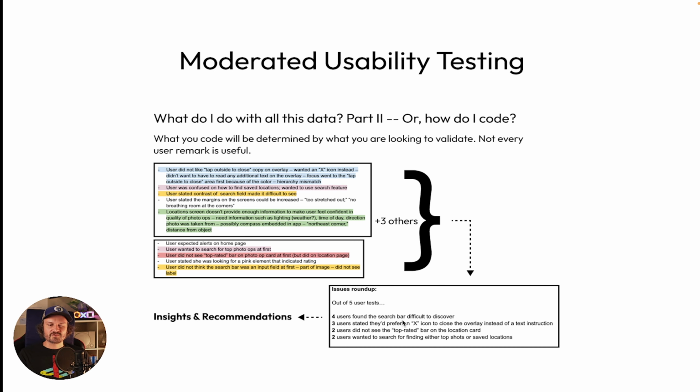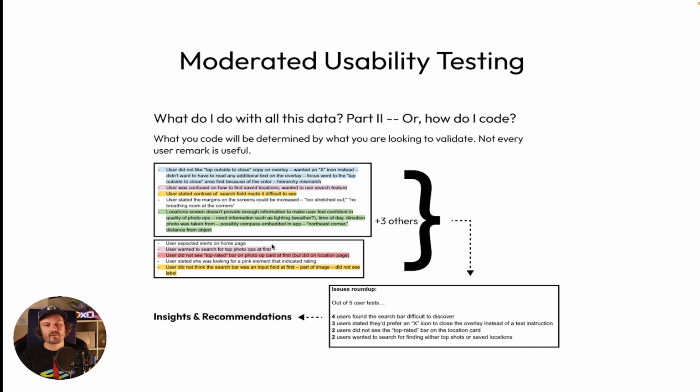I called it Issues Roundup, and I said out of 5 user tests, 4 users found the search bar difficult to discover, and I was able to come up with these numbers very quickly by just glancing at all my documents open. I was just looking at the documents and seeing basically which color I see more often. In this case, it was this goldish yellow sunflower color, and I saw that all over the place. And I said, okay, well that color is the problem with the search bar.